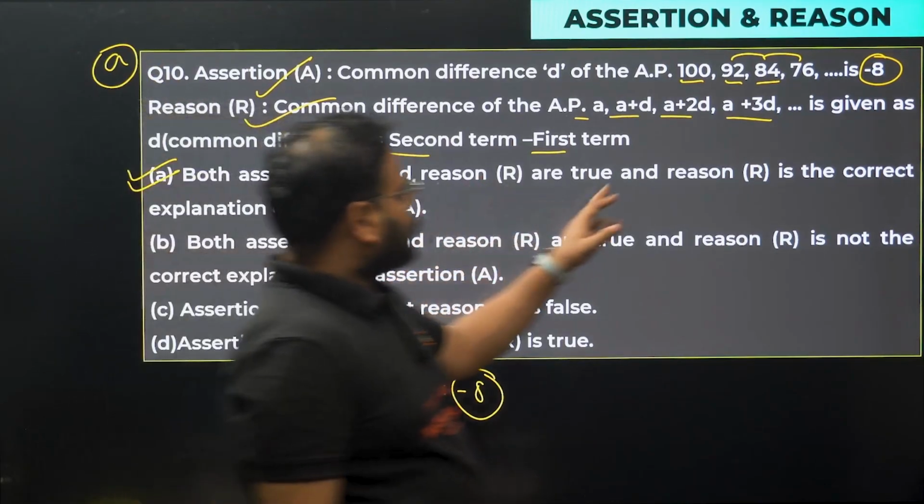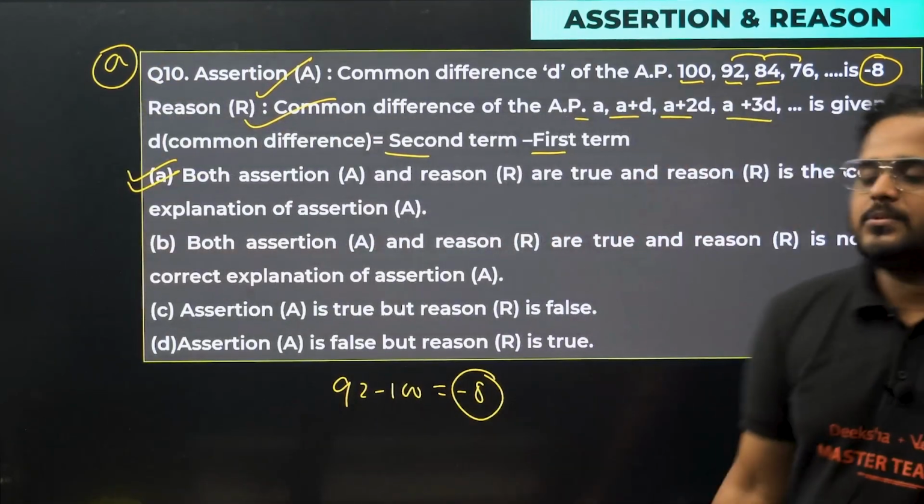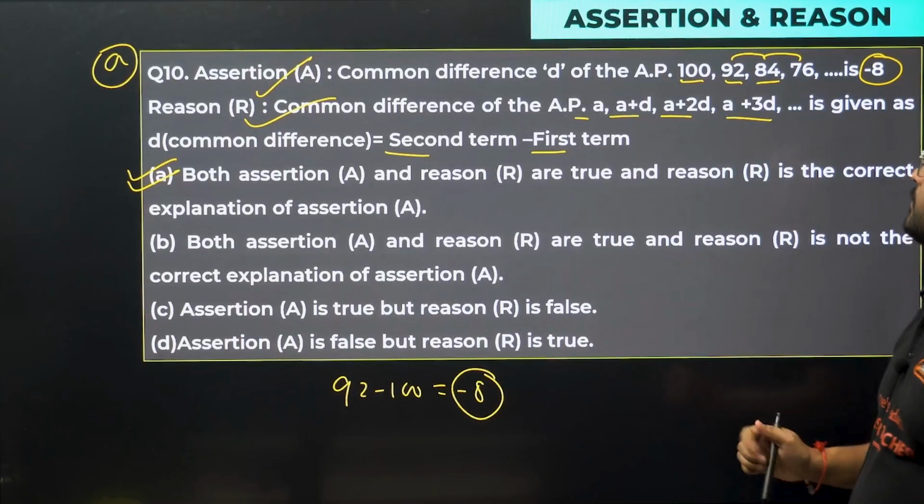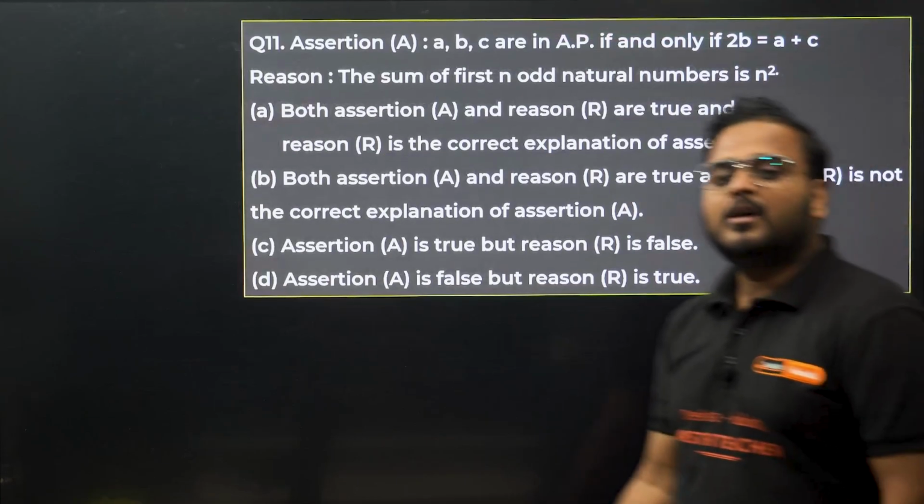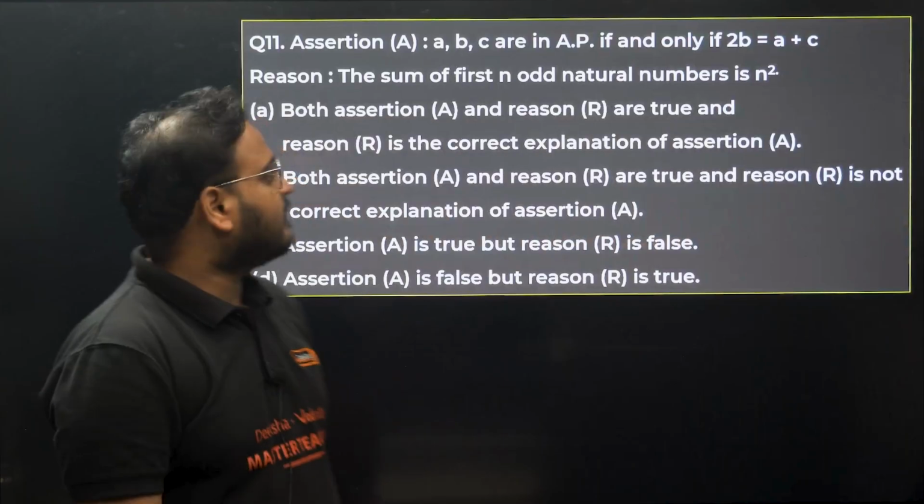Assertion and reason are both true and reason is the correct explanation of assertion. So option A is the correct choice. Okay. Simple problem based upon the definition of common difference. Next one is assertion and reason again.